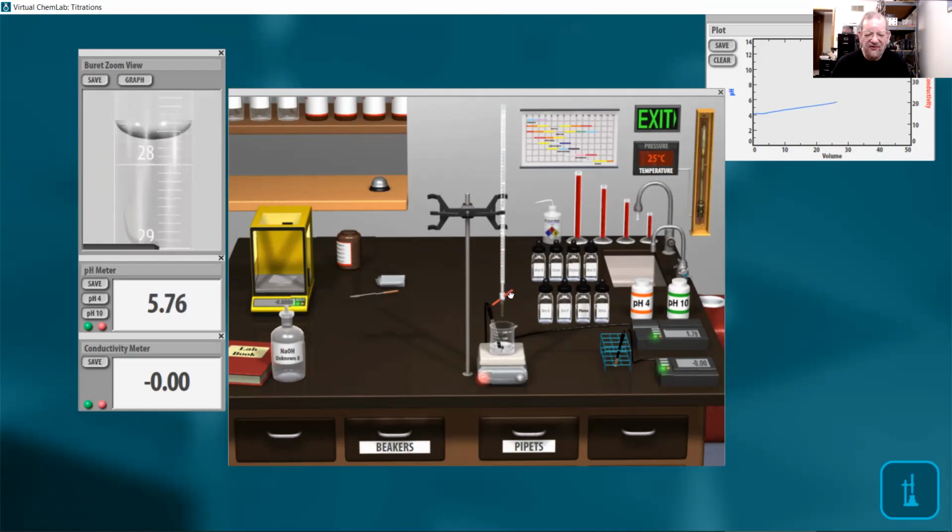Now I'm going to stop for a second. If you notice, the pH is slightly climbing, because we're adding a base to the acid, neutralizing it, going to pH 7.